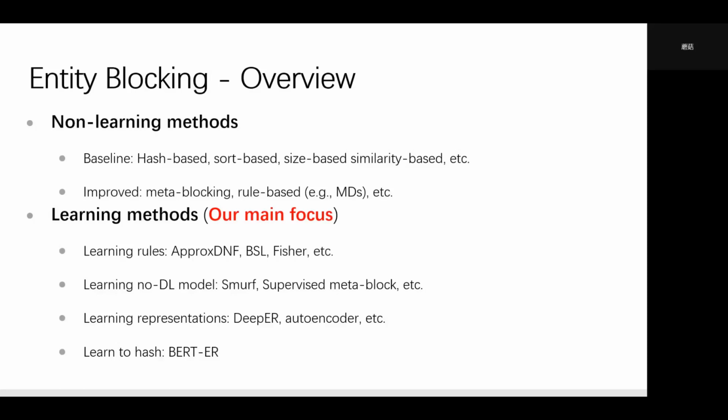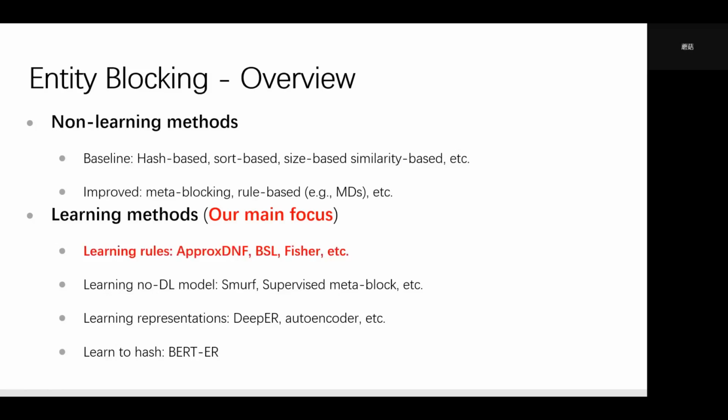The setting is as follows. Given a set of labeled instances, we aim to learn some blocking strategies for entity blocking. There are mainly four directions, including learning rules or learning non-deep learning models such as random forest or logistic regression. The third one is learning representations, where we transform each tuple into the Euclidean space. The final direction is learning hashing. Similarly, we transform tuples into the Hamming space.